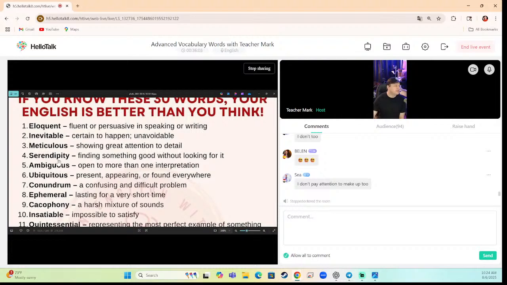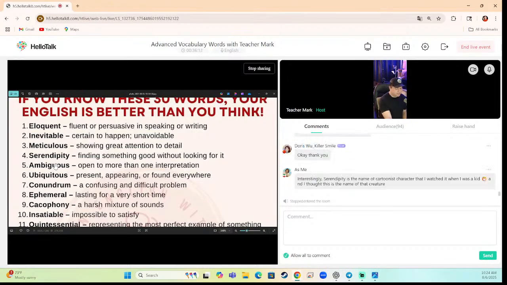Okay, next, let's go to the next word. Serendipity. I love this word. Serendipity. What does serendipity mean? It was very serendipitous. We met serendipitously. What does serendipity mean?